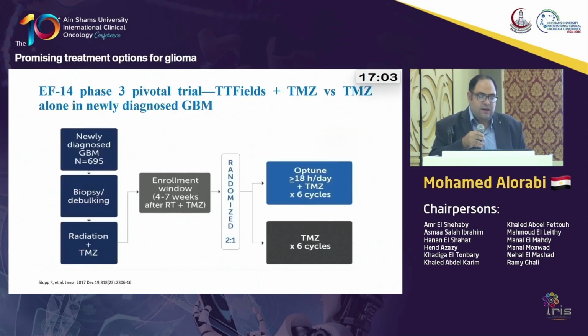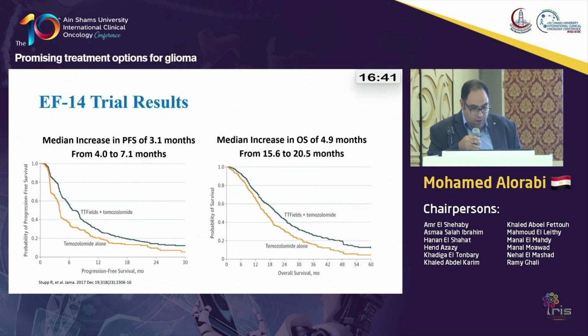And this technique was tested in the randomized phase 3 trial, the EF-14 trial. This trial used the same standard STUPP protocol. Actually, this trial was conducted by Professor Roger Stupp. Then they randomized patients to receive the tumor treating fields with temozolomide for 6 cycles versus temozolomide only. Also in this trial, the addition of tumor treating fields to temozolomide improved median progression-free survival by around 3 months and improved overall survival by 5 months.